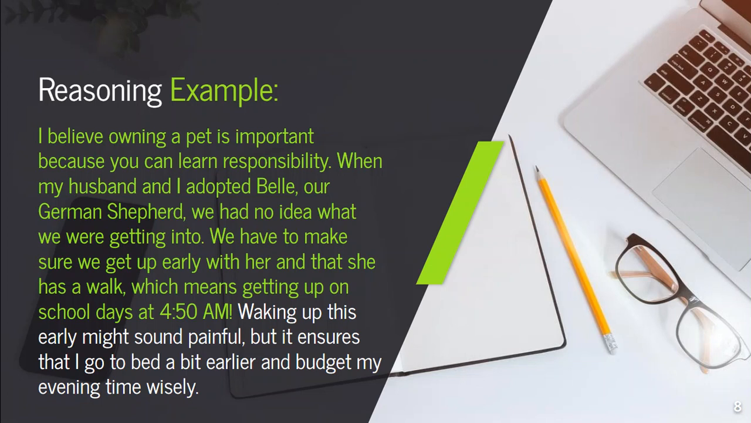So it's really important that my reasoning connects back to my claim about learning responsibility. So far, just with that evidence, I've really just listed why it's challenging having a pet. But if my claim is about how you can learn responsibility, my reasoning needs to show that connection between all of these things I have to do for my dog and how it's helped me learn responsibility overall.